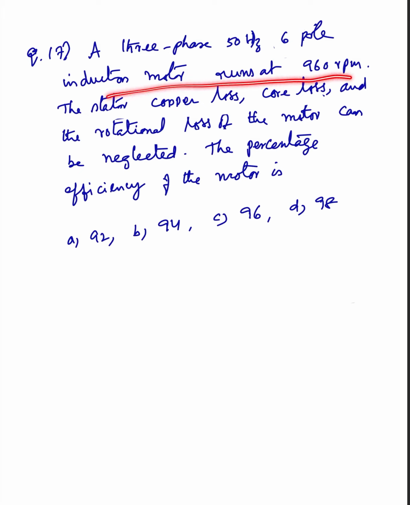Induction motor runs at 960 rpm. The stator copper loss, core loss and rotational loss neglected. Stator copper loss లేదు, core loss లేదు, rotational loss లేవు. What is the percentage efficiency of the motor అని అడిగాడు. సో ఏమి ఇవ్వకపోతే ఏం చేస్తావు? హియర్ స్పీడ్ ఇచ్చాడు. ఎంత ఇచ్చాడు? 960 rpm ఇచ్చాడు. సో with this speed, what do you do?